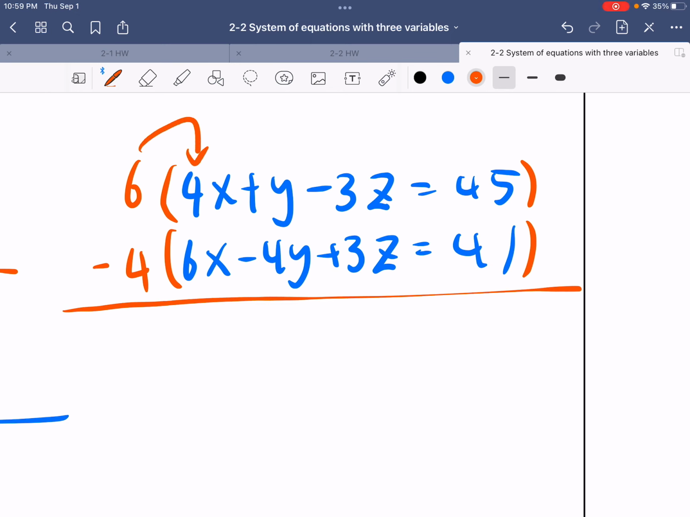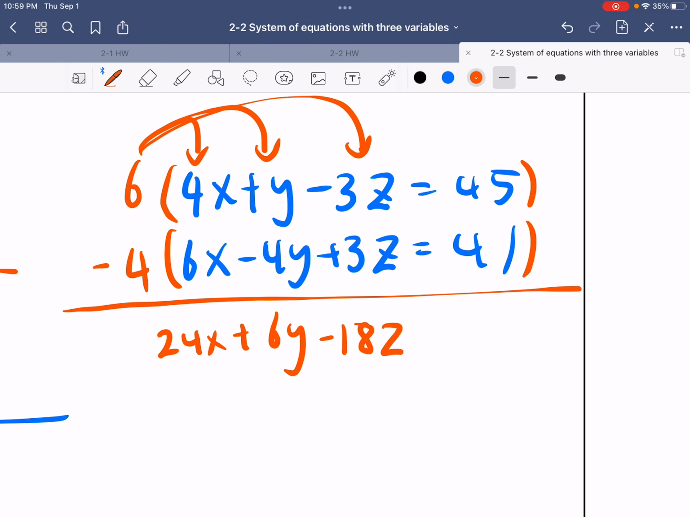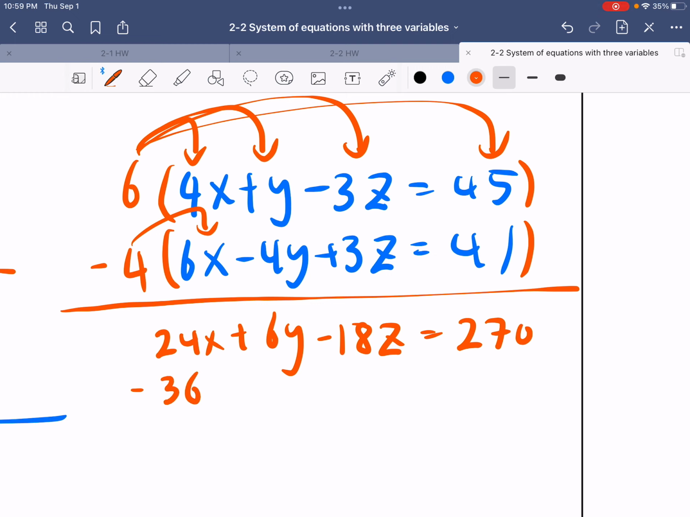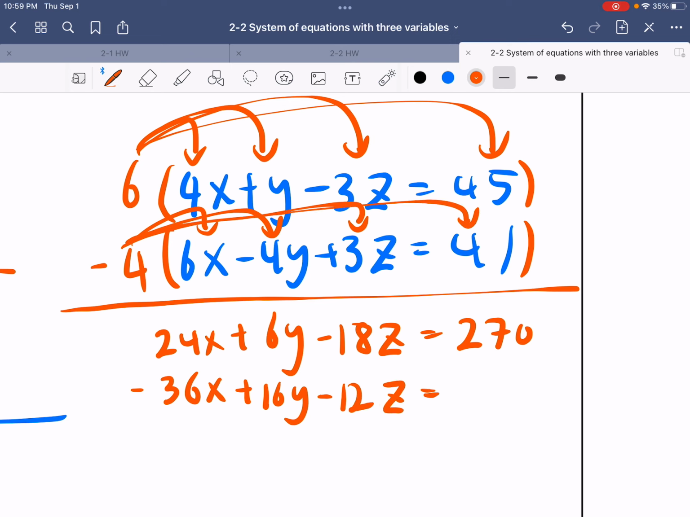6 times 4 is 24x. 6 times y, 6y. And 6 times -3, -18z equals 6 times 45, 270. -4 times 6, -36x. -4 times -4 plus 16y. -4 times 3z, minus 12z, equals -4 times 41 is -164.